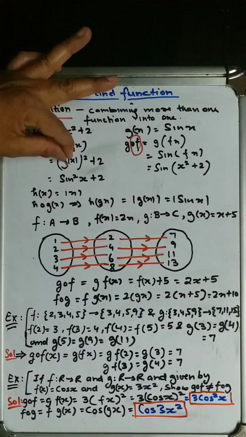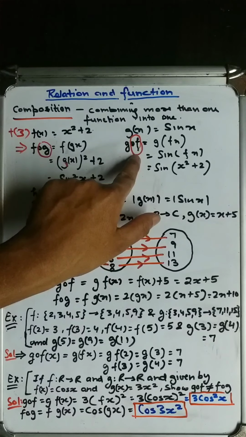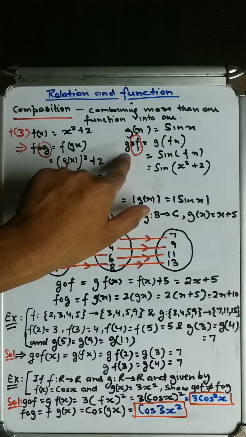Now we are finding g of f. Now f is the domain, but the function is g. So whatever the function is, write that function. Here we have function g, so write the equation sin x. But in place of x, the domain, write f(x). What is f(x) here? x square plus 2. So this way we combine fog and gof.